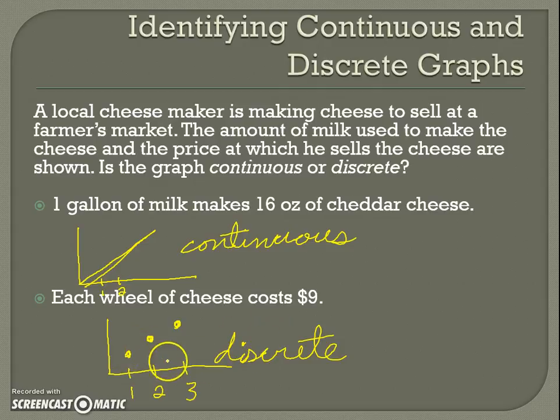Okay, so that's the situation. Oftentimes, if you have a graph that's dealing with people, how many people can ride in the bus? That's going to be a discrete graph because you can't have 1.5 persons on the bus. You have a person or you have another person, but you don't have anything in the middle.